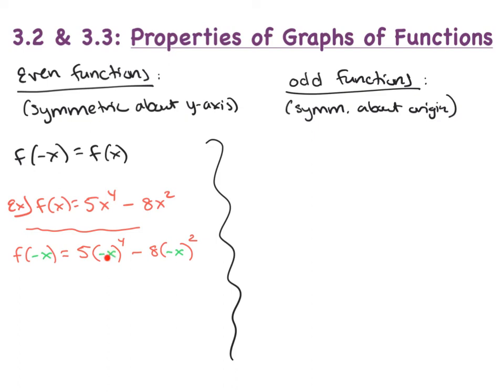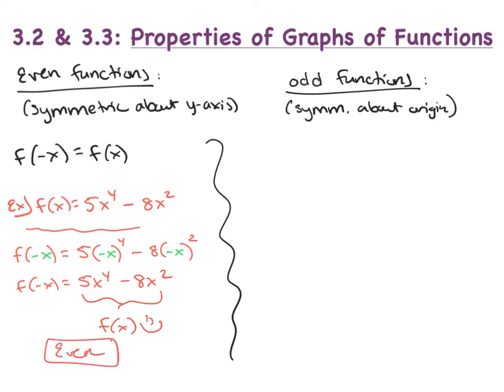And what's cool is because these negative x's have even exponents on them, they simplify. Negative x to the 4th is just x to the 4th. So f of negative x is 5x to the 4th. And likewise, negative x quantity squared is x squared, minus 8x squared. But this is the same f of x that we started with. So that function is even. That also means that it's symmetric about the y-axis without even having to graph it.